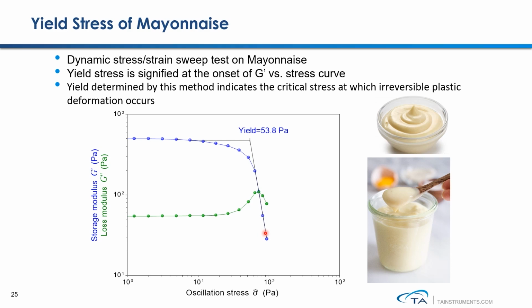Here is an example of testing the yield stress of a mayonnaise sample at a frequency of 1 Hz. Yield stress is observed at a stress of about 53.8 Pascal. This is also a critical stress, which is described as the end of the linear viscoelastic region. Beyond this point, the sample will undergo an irreversible plastic deformation.